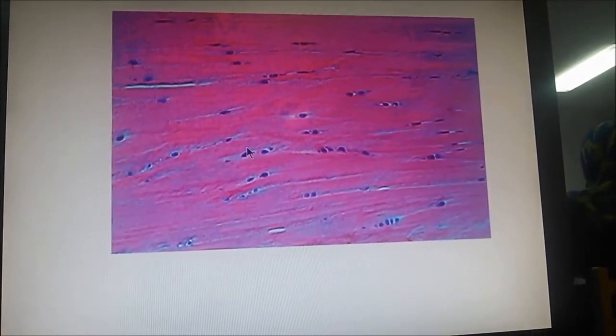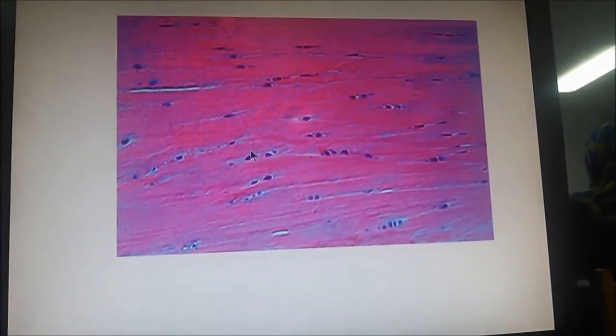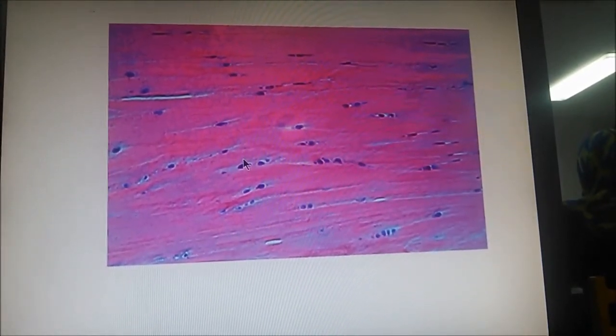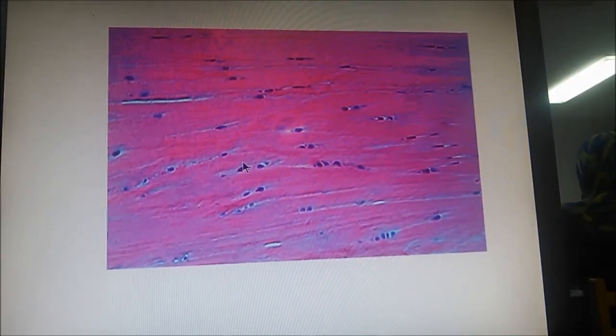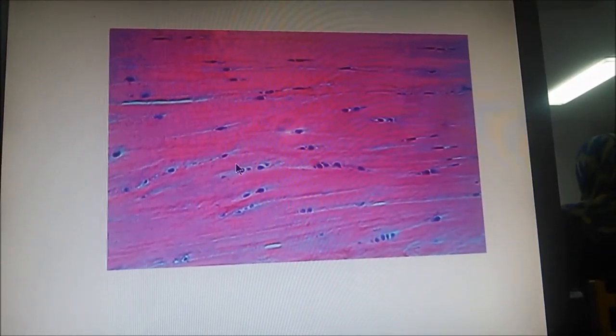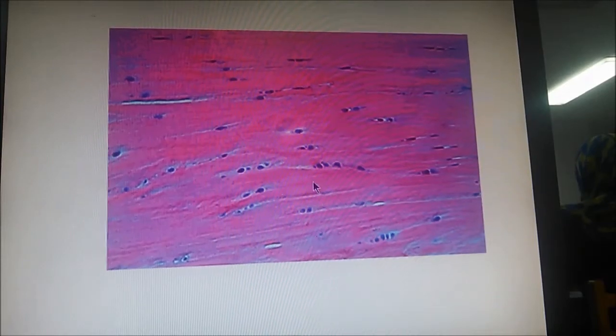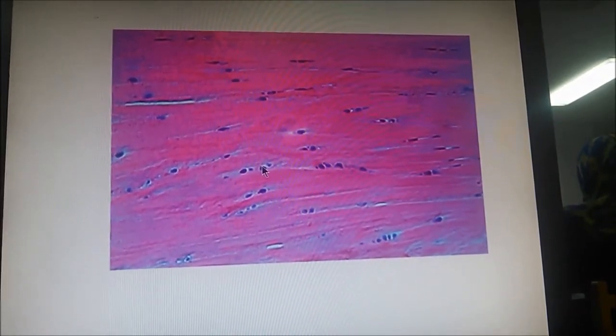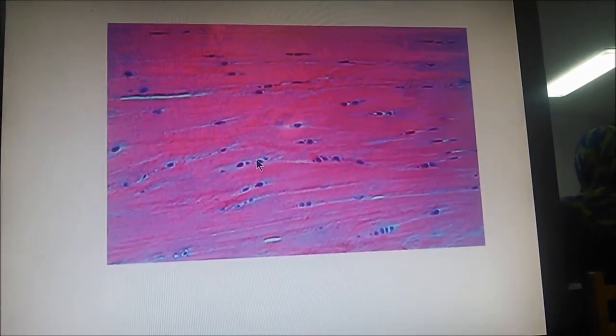Fibrocartilage closely resembles and is extremely similar to dense regular connective tissue, but the difference is that the cells are not fibrocytes. The cells are chondrocytes. These are rounded cells, chondrocytes within a lacuna. So if you see rounded cells with a lacuna around them, it means this is a fibrocartilage.